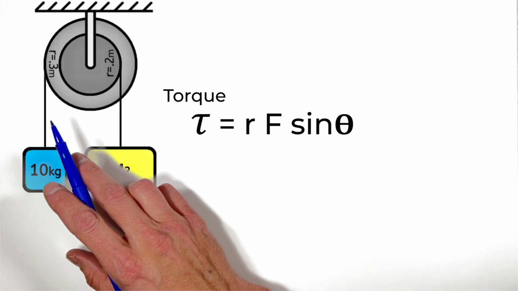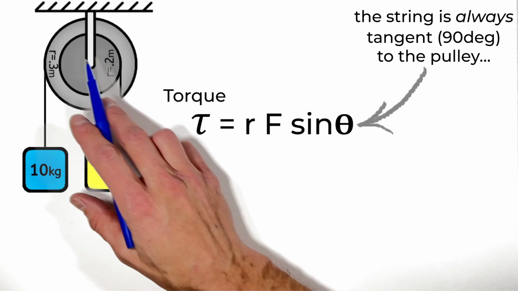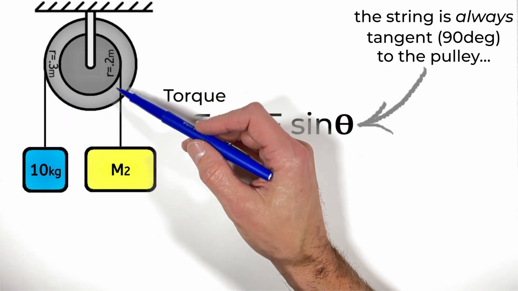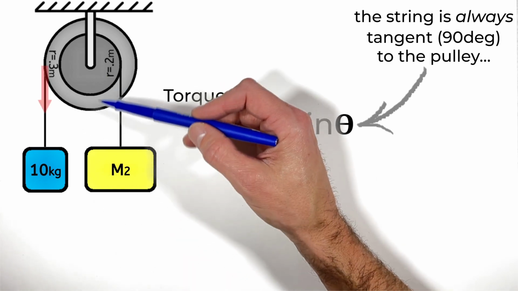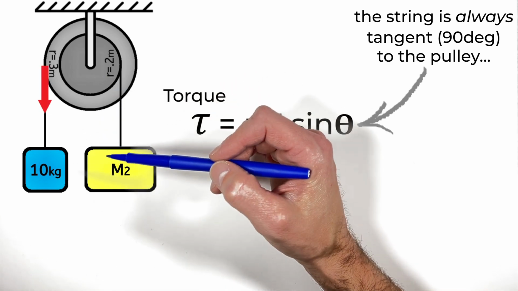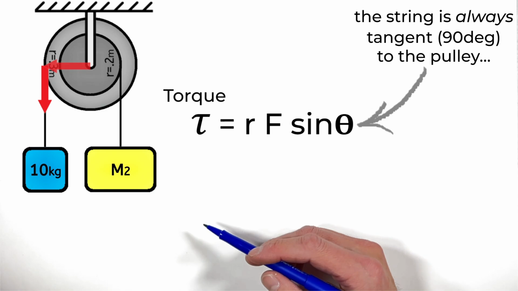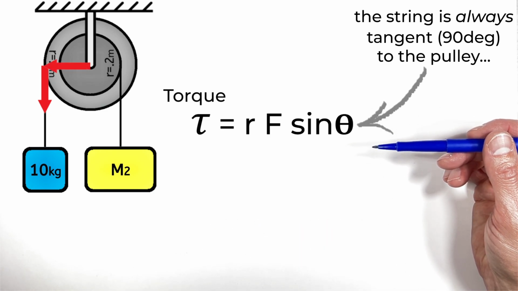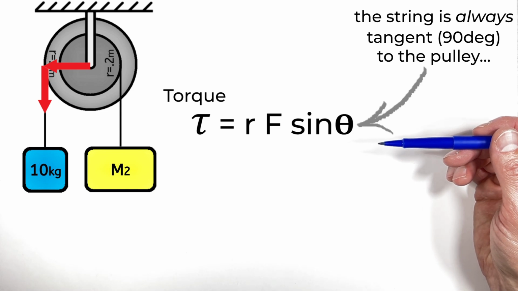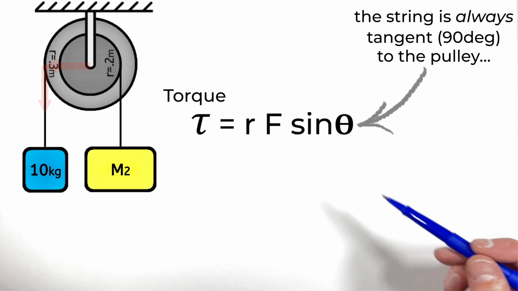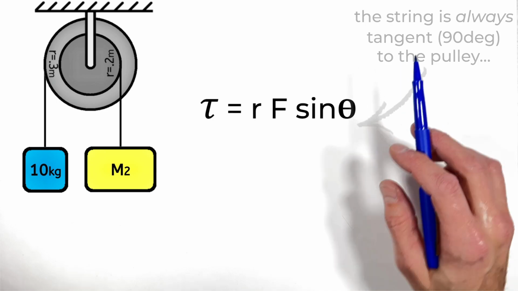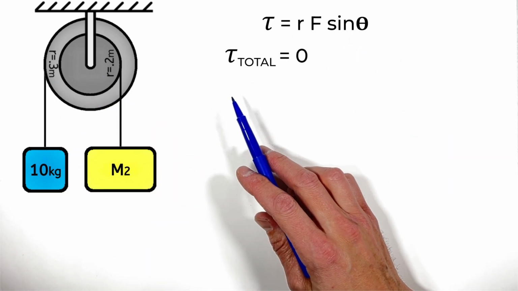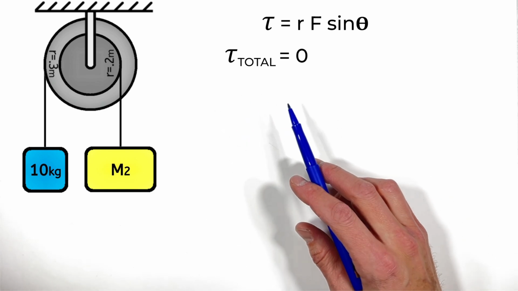Now the nice thing for us in this problem with the pulley is that anytime we wrap a string around a pulley, the string will fall tangent to the edge of the pulley, meaning the force by the string is always going to be at a right angle to the radius vector, meaning that this sine theta term for a string wrapped around a pulley is always going to be the sine of 90 degrees, which works out to be 1. And so using this equation for torque, and understanding that in order to keep this pulley static, the sum of all torques, or the total torque on that pulley, needs to equal 0.